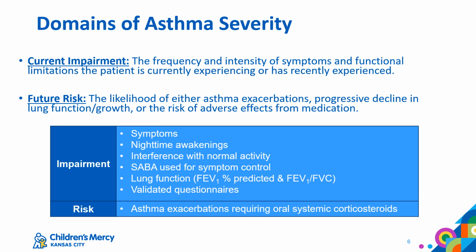The second domain of asthma severity is future risk. While some patients may appear to have minimal day-to-day symptoms, they still may be at a significant risk for exacerbations. In this domain, the only component we will focus on are asthma exacerbations requiring oral systemic corticosteroids. Now, let's take a look at each one of these components individually to see how they may influence asthma severity.